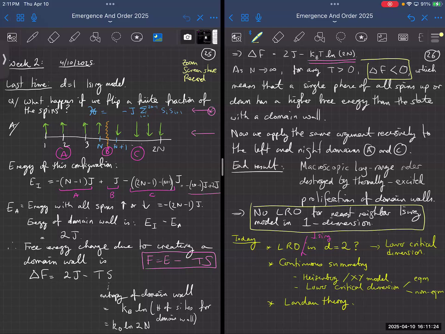Okay, so what we're going to do today is look at the Ising model in two dimensions. And what I'm going to show you, this is a spoiler, is that the two-dimensional Ising model does have a phase transition. It's very famous, and I'll tell you why.